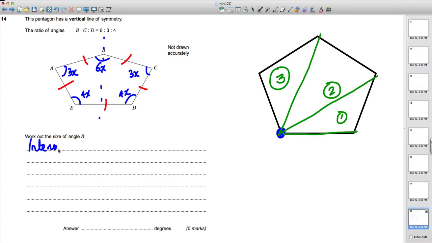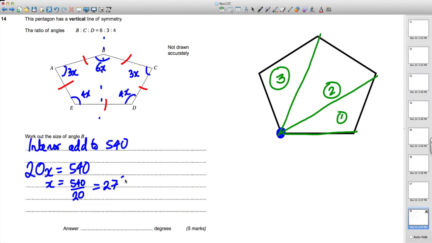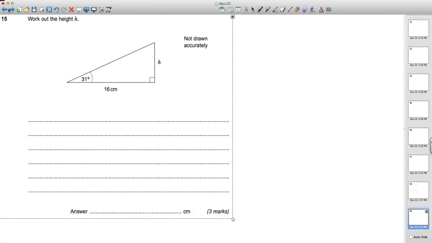So state that the interior angles add to 540, and the interiors in terms of x's are 6x, 3x, 4x, 4x, 3x, which is 20x. Therefore 20x is equal to 540. Therefore 1x is 540 divided by 20, which is equal to 27 degrees. And the question asks for angle B, and angle B is 6x, so 27 multiplied by 6 is 162 degrees. So that's that question. Next question.